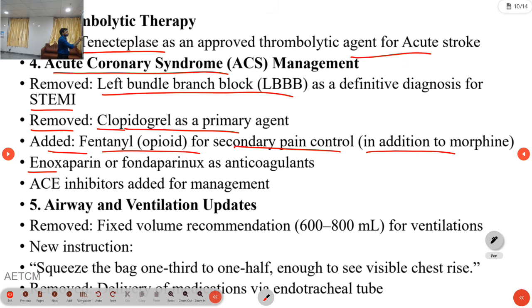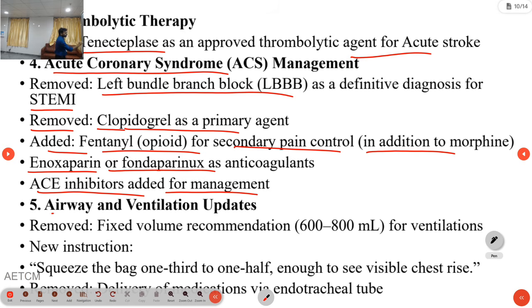Then they have included enoxaparin or fondaparinux as anticoagulants, and ACE inhibitors also they have included. ACE inhibitors like lisinopril, captopril, enalapril, they have included these drugs for the management of acute coronary syndrome. These drugs mainly remodel the heart and protect the heart for longer periods of time. Usually it is an antihypertensive agent, so with heart failure we can give it. So they have included ACE inhibitors for the management of ACS.